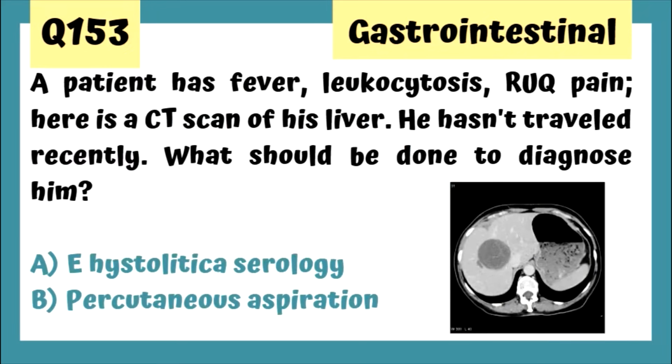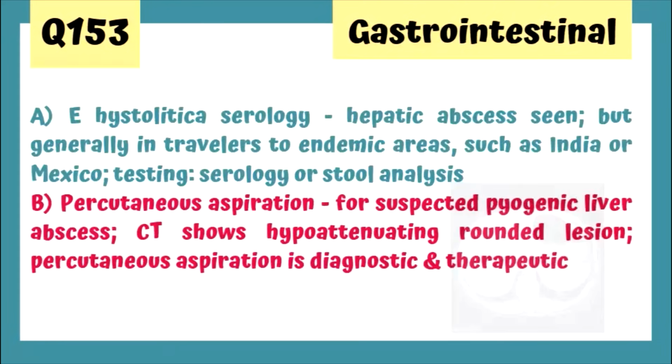Question 153. A patient has fever, leukocytosis, and right upper quadrant pain. And here's a CAT scan of his liver. Ooh, look at that. He hasn't traveled recently. What should be done next? So here we're going to go with percutaneous aspiration in order to properly diagnose. There's a suspected pyogenic liver abscess. This is both diagnostic and therapeutic.